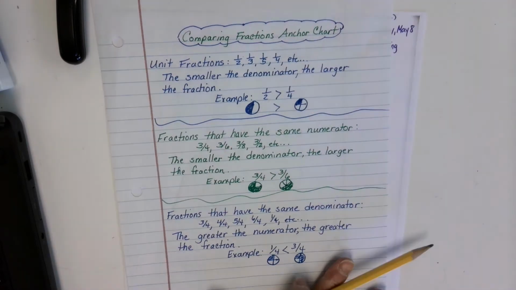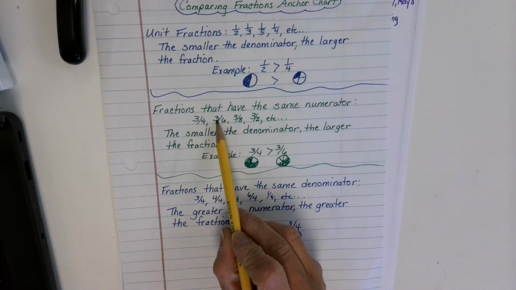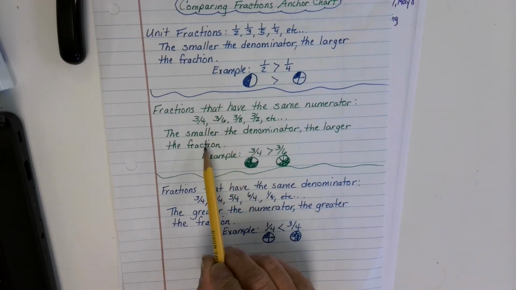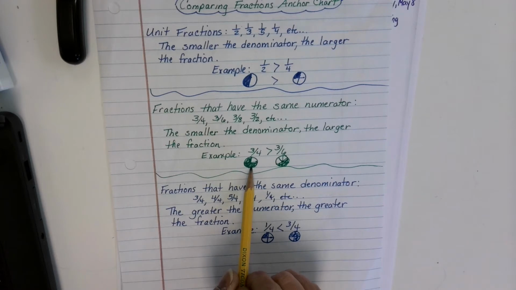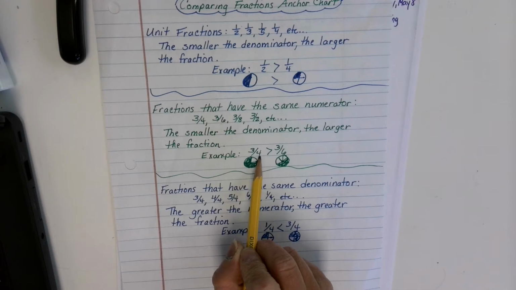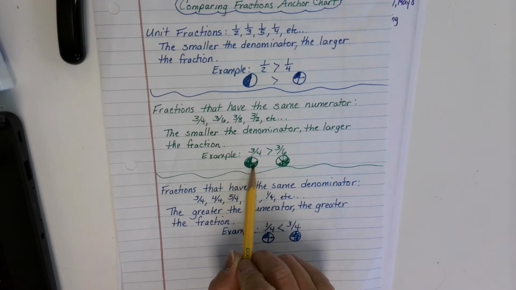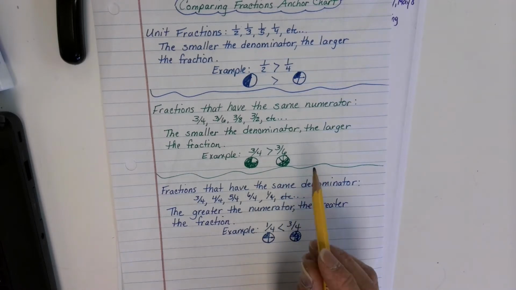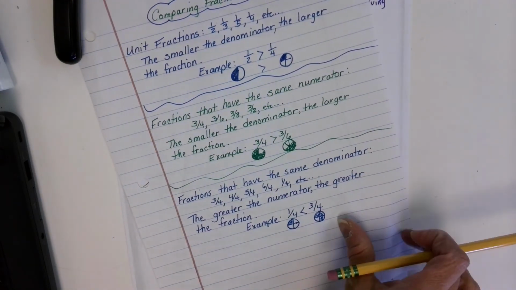Another way to remember how to compare fractions is that when fractions have the same numerator, the same top number, like these fractions, 3/4, 3/6, 3/8, 3/2, etc., the smaller the denominator, the larger the fraction. So looking at 3/4 compared to 3/6, well, 4 is a smaller number than 6, but when you think of fourths as pieces of a whole, they're going to be greater than sixths, because once you divide it up into more pieces, the pieces have to get smaller. So this is the same as the unit fractions.